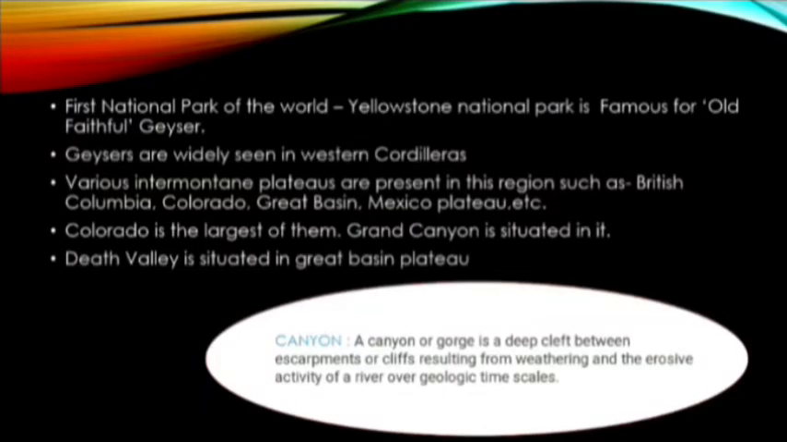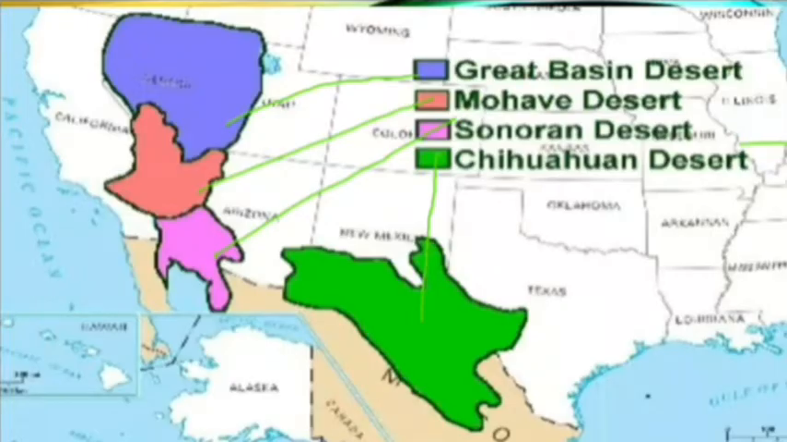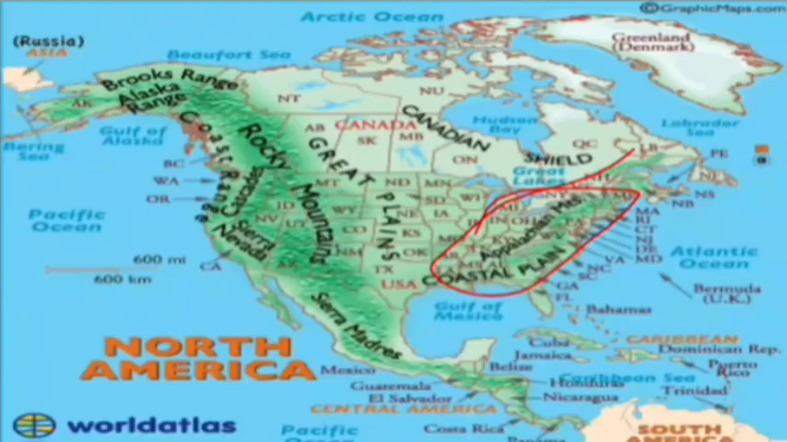Death Valley, about which we have discussed in the earlier video, is also situated in Great Basin Plateau. If you haven't seen that video, which was the introduction video of North America, then the link has been given in the description box. You can view that video from there. Only four deserts are situated in North America. It is a coincidence that all four deserts are in just the western Cordilleras. Out of these four, only Sonoran Desert is cold and the other three are hot deserts. I have depicted all the deserts here by various colors you can see.